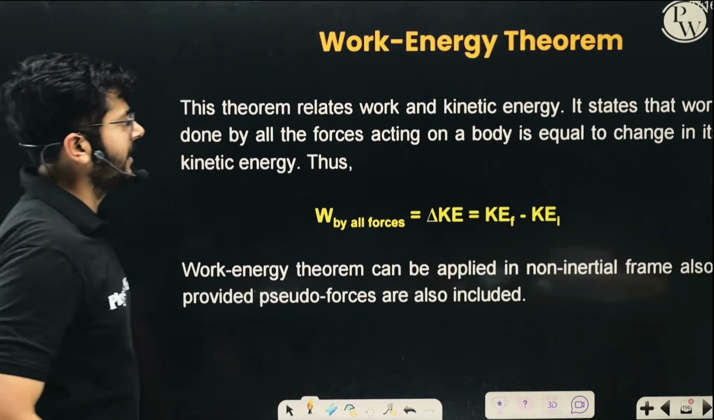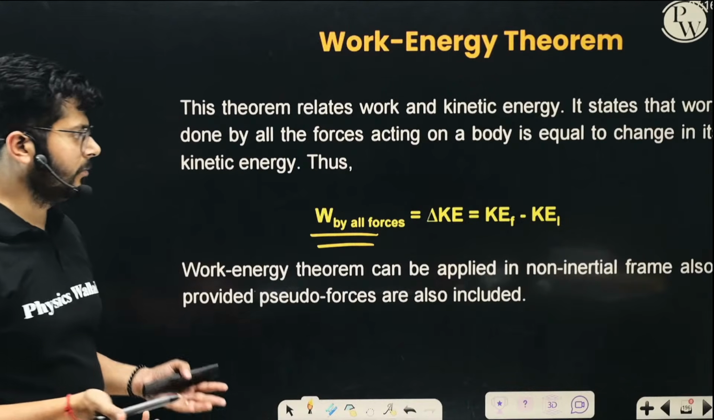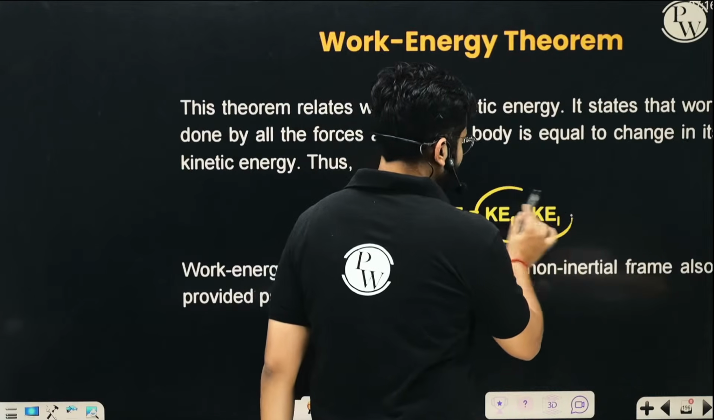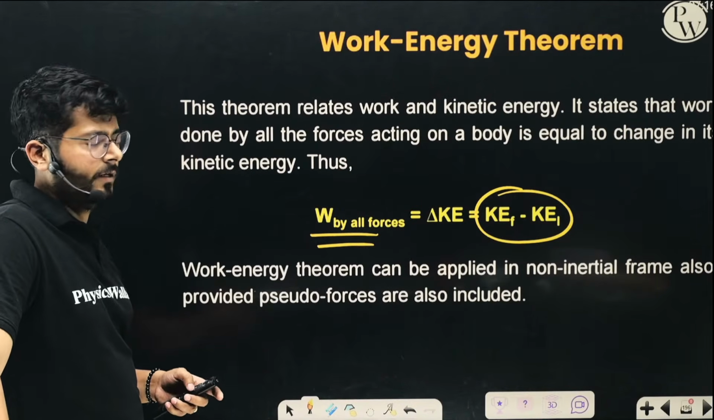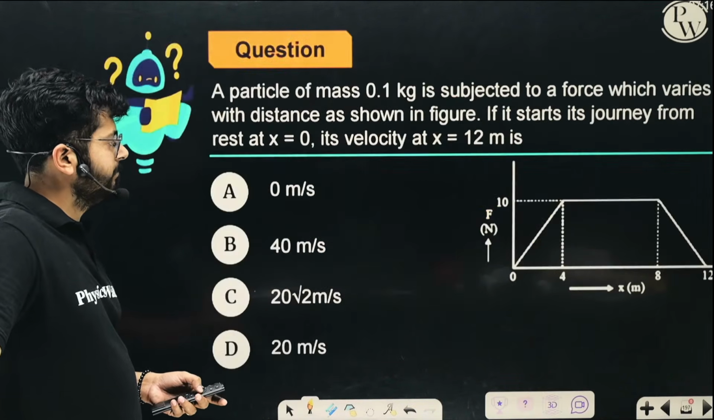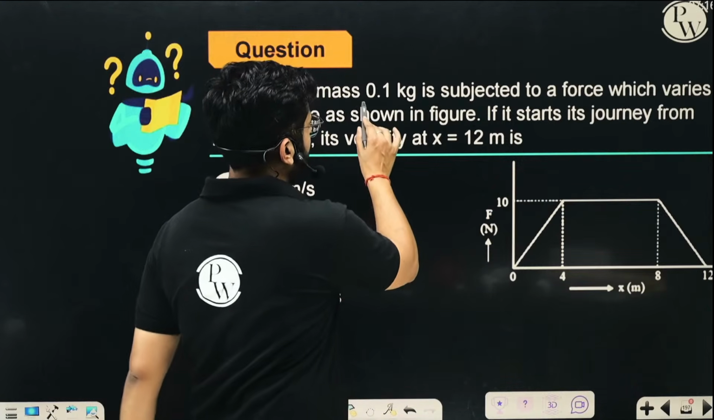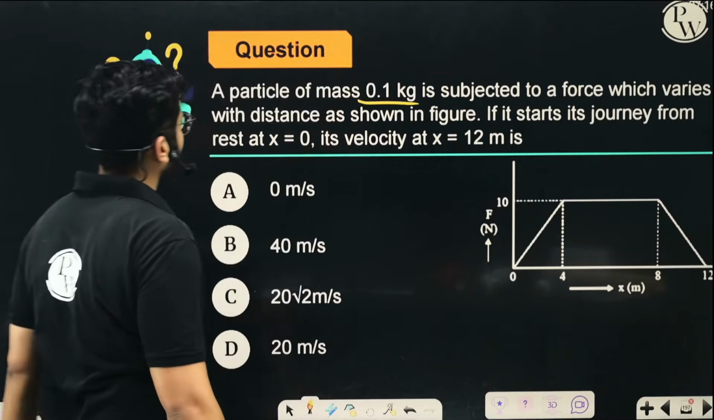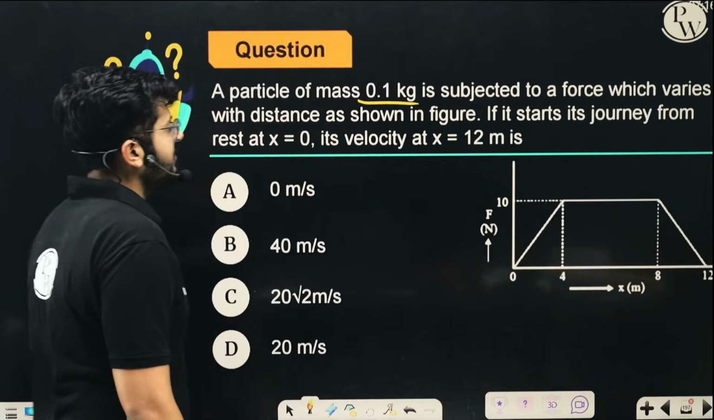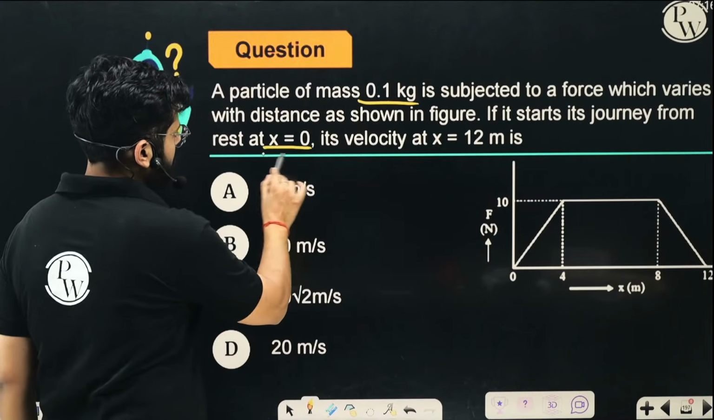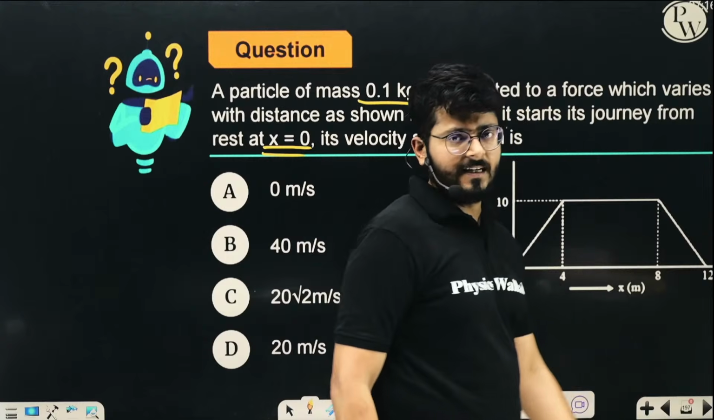Now the next thing is the work energy theorem. The work energy theorem is telling you that the work done by all the forces acting on the body will be equal to the change of kinetic energy. A particle of mass 0.1 kilogram is subjected to a force which varies with distance as shown in the figure. If it starts its journey from rest at x equals 0, its velocity at x equals 12 will be. What will be the velocity at x equals 12?